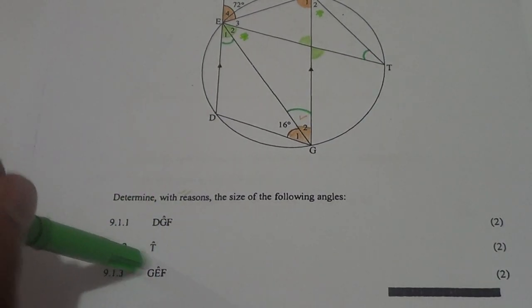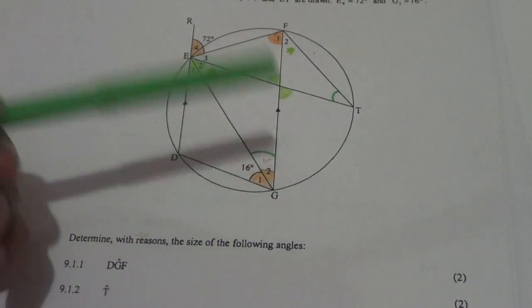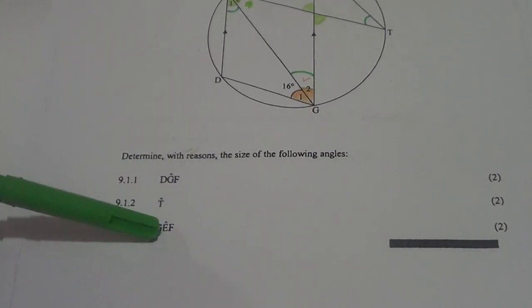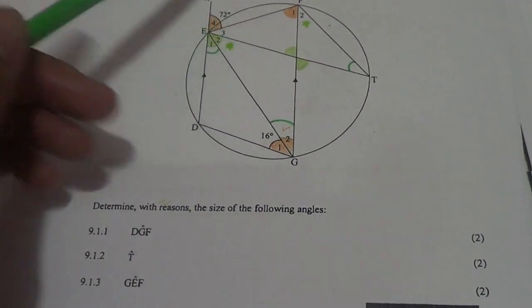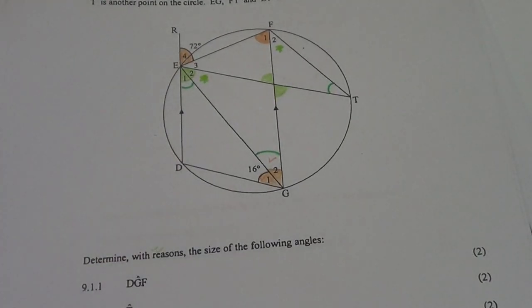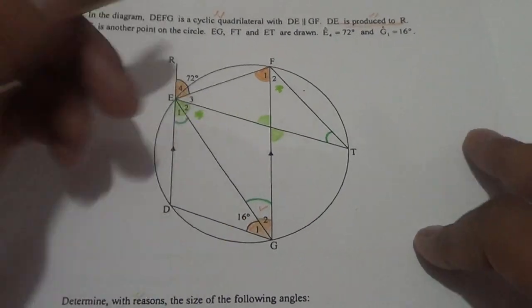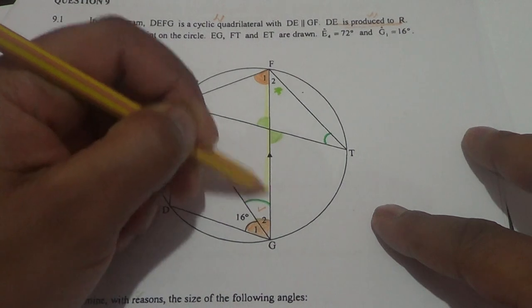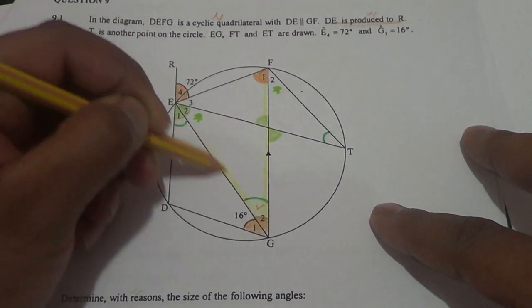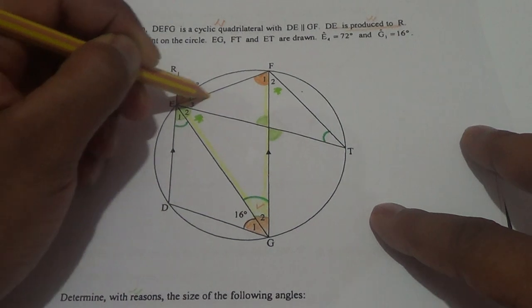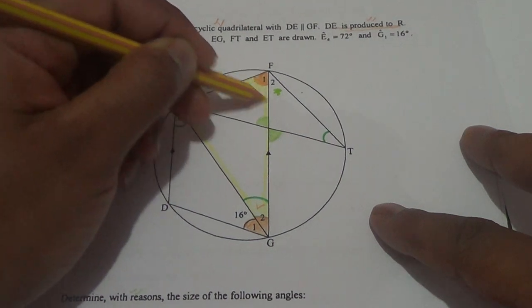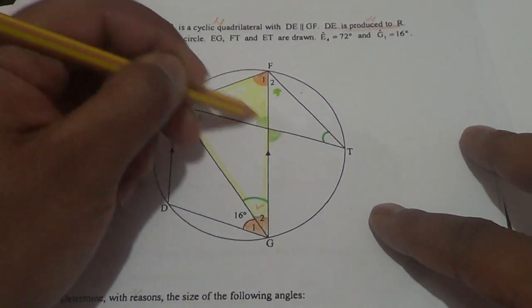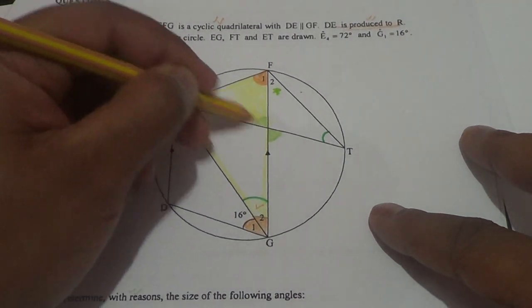What else do they want? Angle T, great, we already established that is going to be equal to G2. GEF, what is GEF? GEF, so it is that big angle, so that means it will take us to our yellow triangle. I like to indicate where I'm going, because I don't want to find myself struggling when I have to figure out where to go.